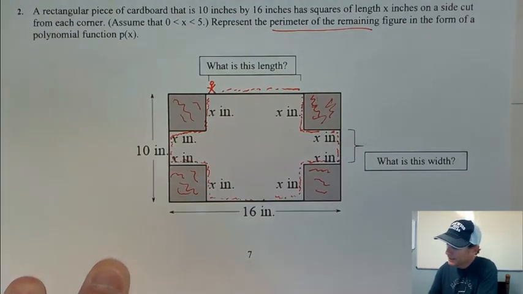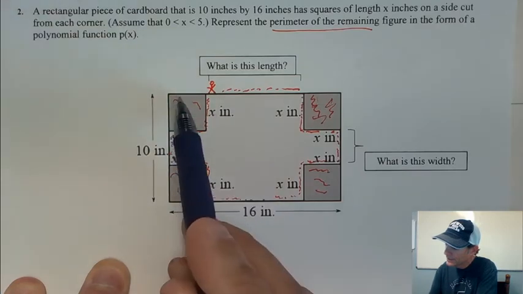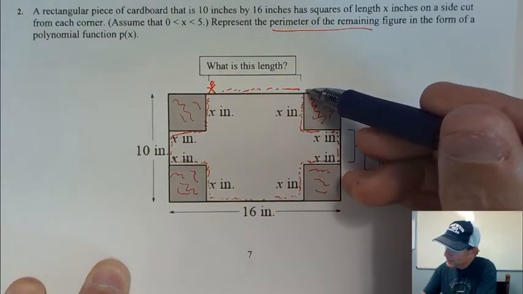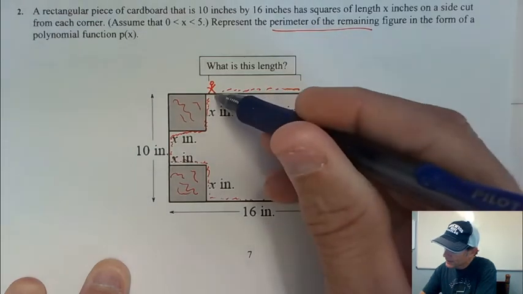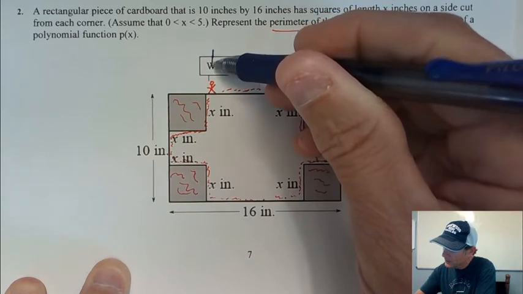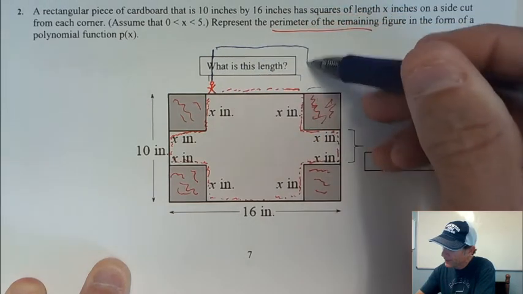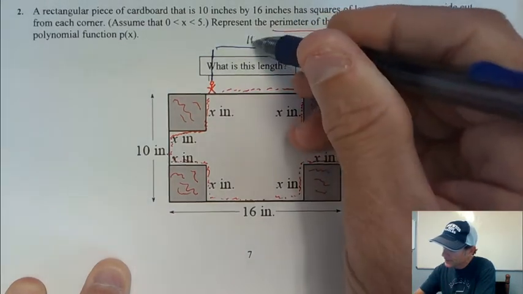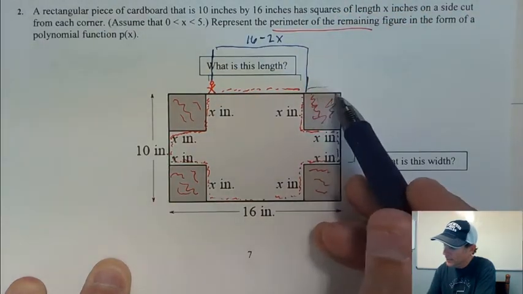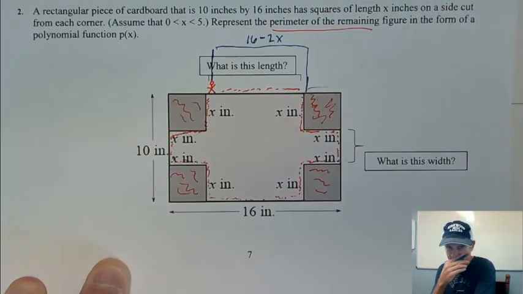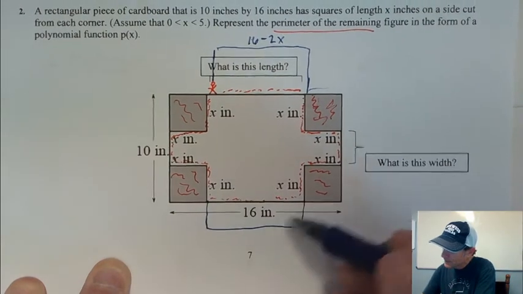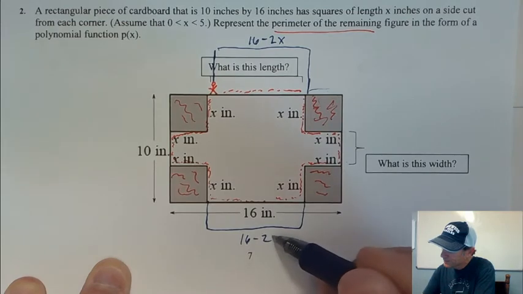So I need to figure out how far I've walked. Since I know the length of this side here is 16, and these pieces are missing right here, what is this length? The distance from here to here is 16 minus 2x, because I'm subtracting out this x and this x. That means this distance is 16 minus 2x.